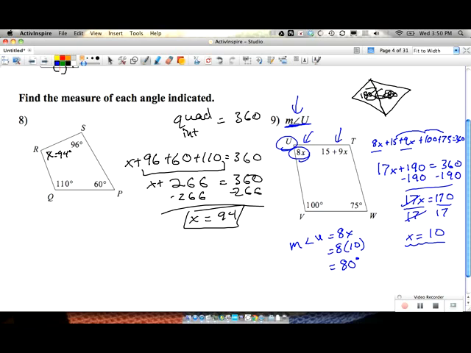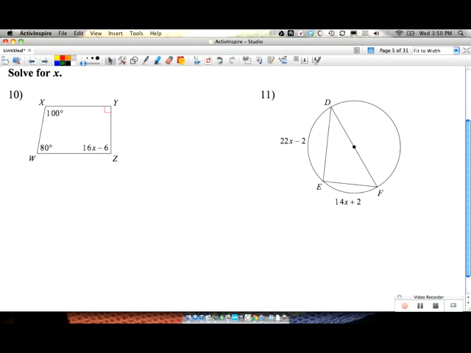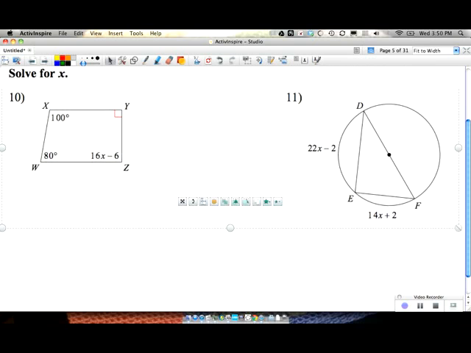Let's look at the next one here. Solve for x. Number 10. Let's do red, just for fun. We're doing the same exact thing. Notice we got 4 pieces. This time, though, this corner is a right angle. That means that it's 90 degrees. Okay, so I need to add these 4 pieces together to add up to 360.